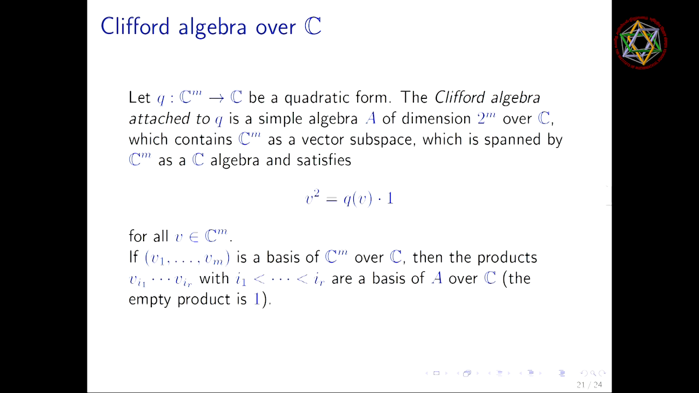This may not be immediately obvious that it is the same definition as is used in physics, but it is the same Clifford algebra. So if we have a basis of C^m over C, to have a basis of this algebra A over C, we just take the products v_{i1} ... v_{ir}, where i1 < i2 < ... < ir, so you have the right number of elements, 2^m. So this is the Clifford algebra over C.